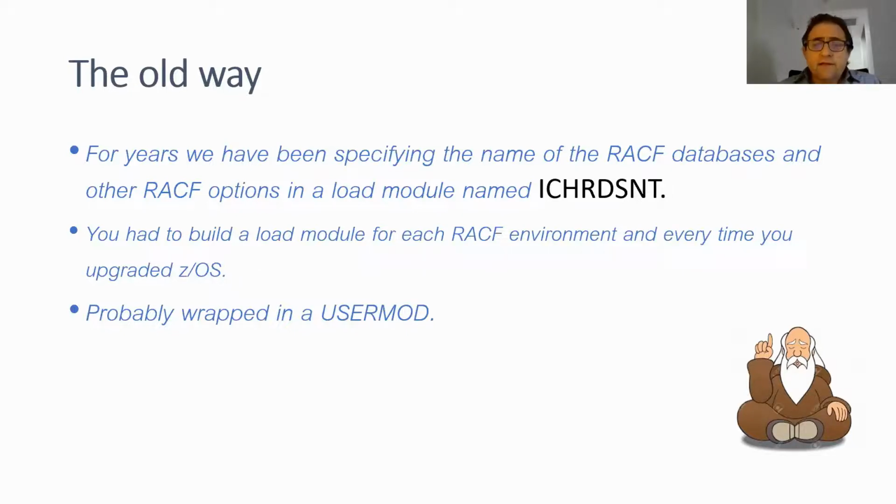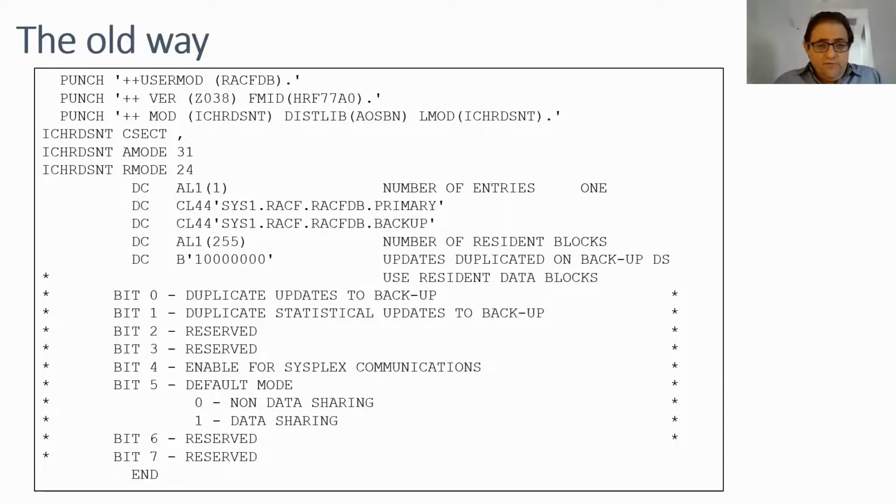And you have to build a special load module for each RACF environment. If you have several RACF environments, then you need to change that load module if the names are going to change or the options are going to change. And then every time you upgrade z/OS, you need to recompile them again. And it's actually not code, it's just constants in a load module, and you probably wrap it in a usermod. So this is the old way. The first three punch statements are to wrap it nicely in a usermod.